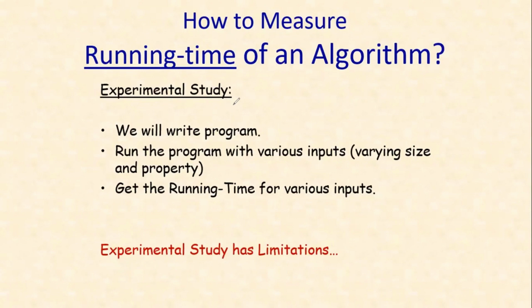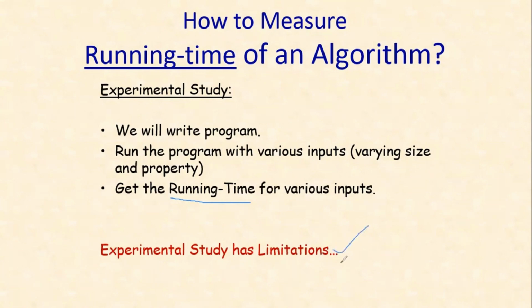We give various inputs, and we see how much time is taken by the CPU to complete the execution of that algorithm. This is possible only if you implement the program for the algorithm. Even to note down the running time, you don't need to look at the computer constantly. There are predefined methods which give us the running time of the program. We will call those functions in our program so that we can get it. But this experimental study has limitations.